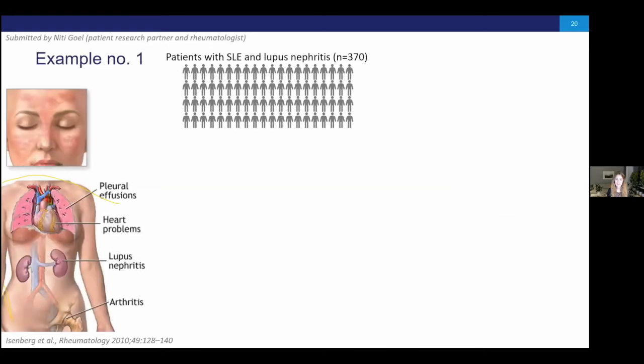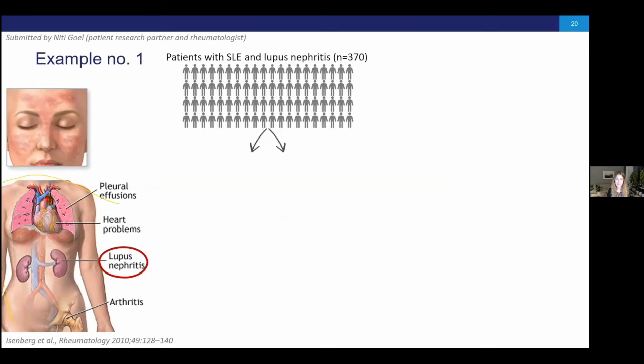So, example number 1 is a multi-center trial of patients with systemic lupus erythematosus and lupus nephritis. SLE is an autoimmune disease causing damage to many organs such as skin and joints, and lupus nephritis is a frequent complication where the kidneys are affected.